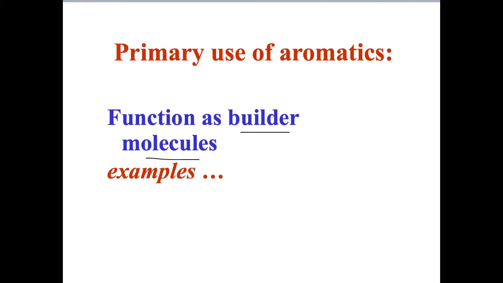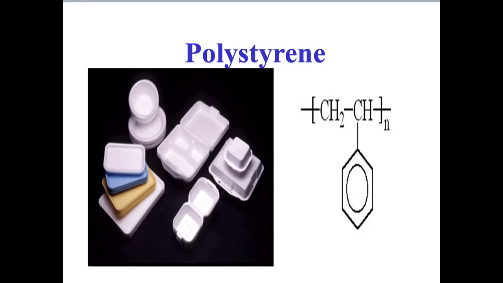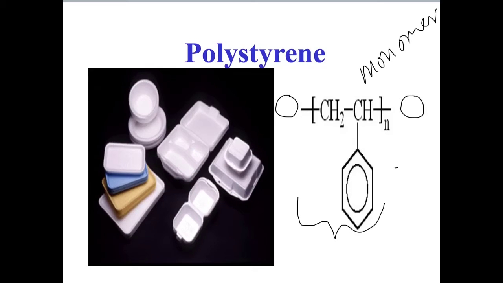So now we're just going to go through a list of substances that contain aromatic molecules. So polystyrene is one. Polystyrene is a polymer. So this is the monomer that we would link. So here's an empty bond here and an empty bond here. So this entire monomer would get repeated to the right, it would get repeated to the left over and over and over and over again.